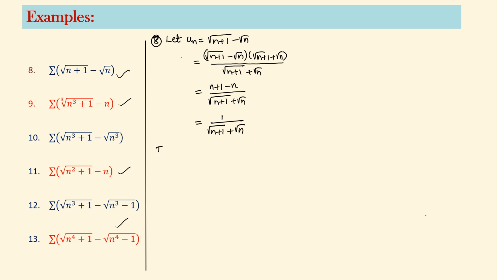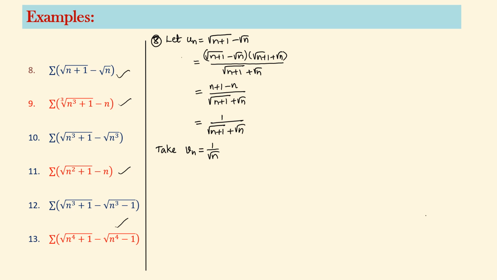So take vn as follows. The highest power in the numerator for n is 0, so I'll take it as 1. For the denominator it is n power 1 by 2 and n power 1 by 2, so it is n power 1 by 2, which is root n. So this will be our Vn. So Vn is 1 by root n.